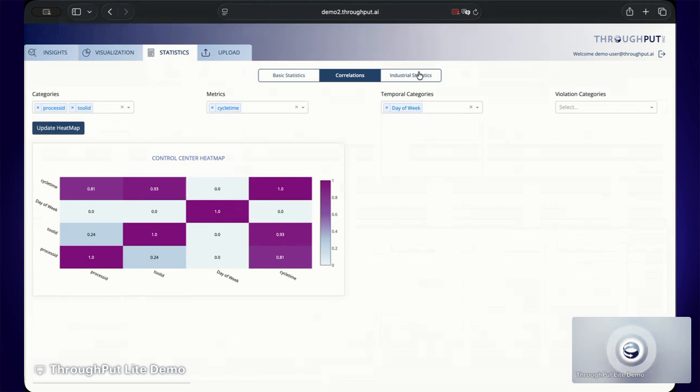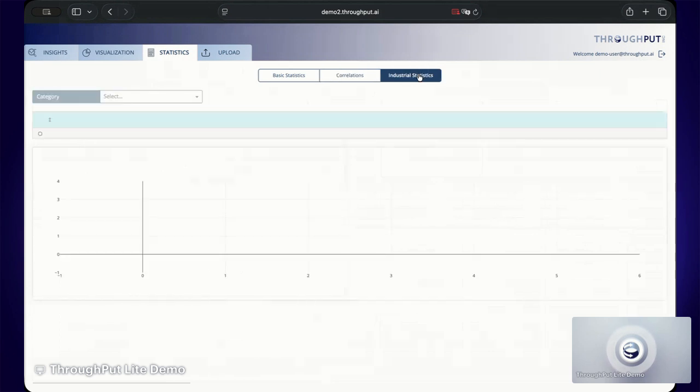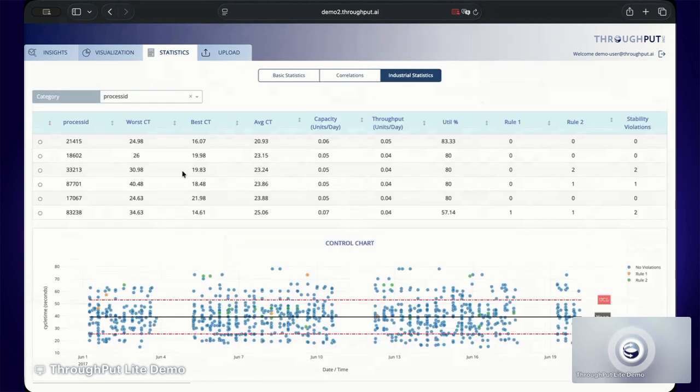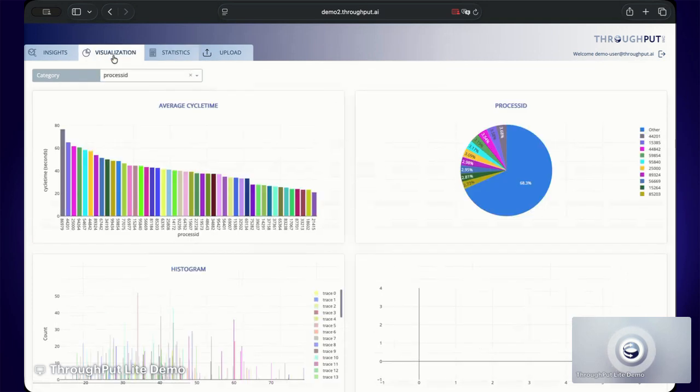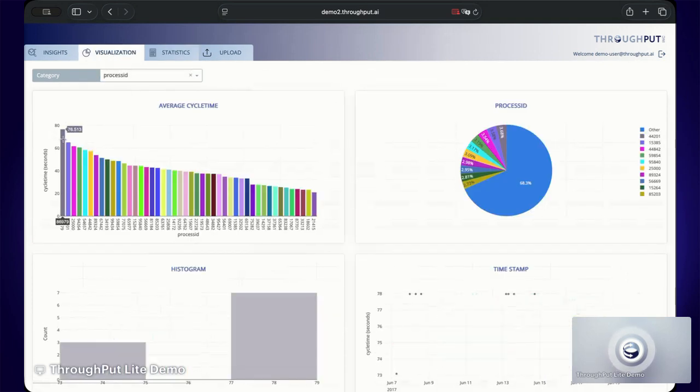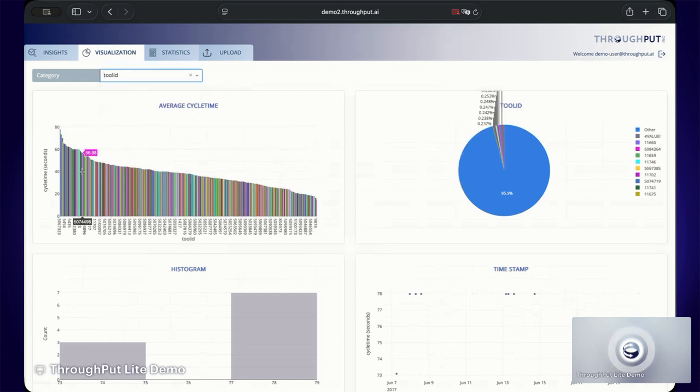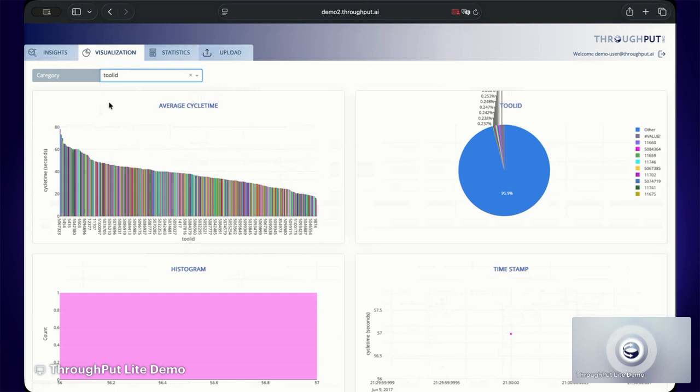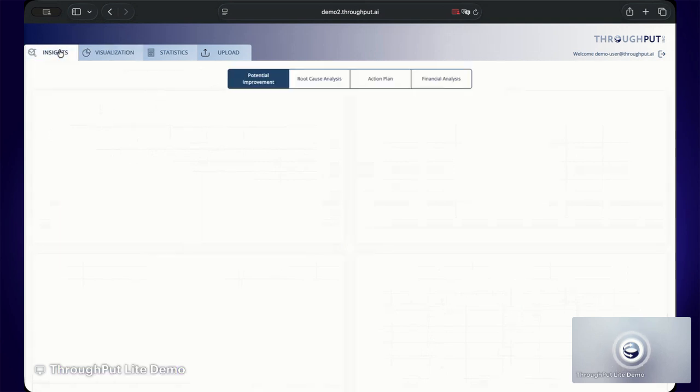This is all fine. Eventually, you want to look at industrial statistics and see what's in control and what's not across all your process IDs, where you can look at the worst, best, average cycle times across the different processes, the different tool IDs, look at your capacity, your throughput, your utilization. Now, you can also just go to basic visualizations if that's simpler. You could look at all your average cycle times across the different processes. You could look at it across your different tool IDs and see what's happening.